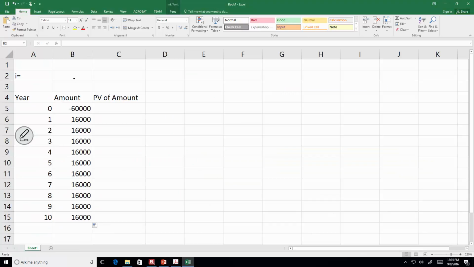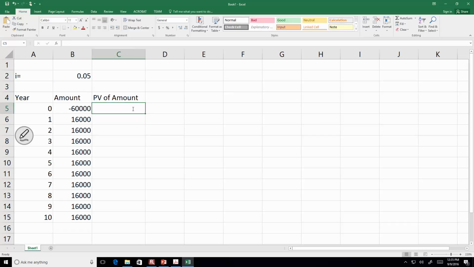And so we don't know the interest rate. This is our unknown. And so the interest rate that we're going to start off with, just as a guess, maybe it's 0.05. That would be 5%.